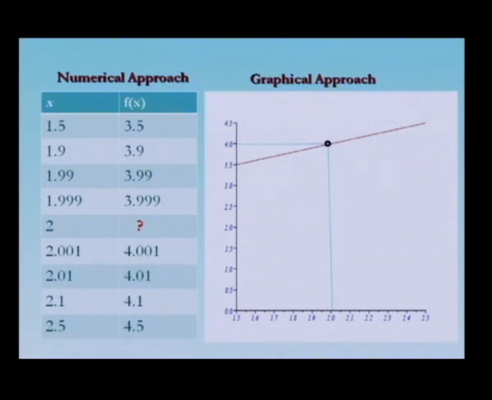Similarly, when x reaches towards 2 from the left hand side, that is when it takes the values 2.01, 2.1, 2.5, then the function tends to the number 4. So we say that f(x) has the limit 4 at x equals 2.